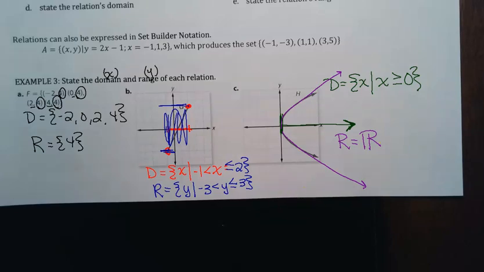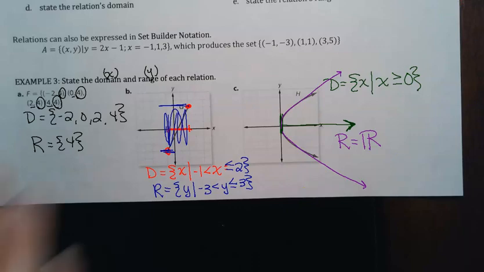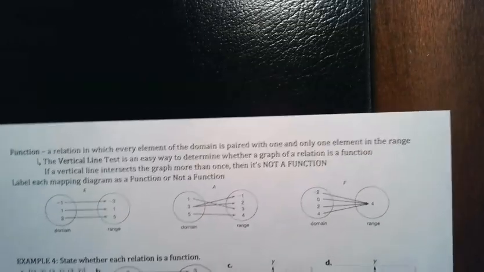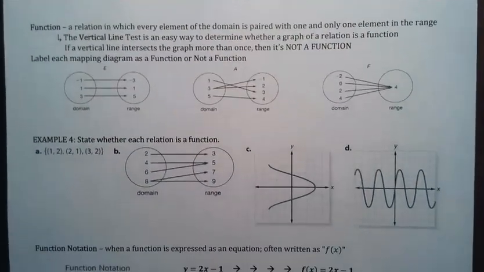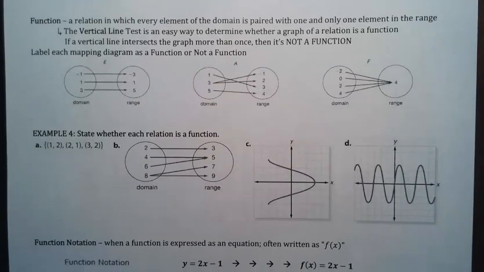All right, let's clear it and flip over. Okay, next we have a function. A function is a relation in which every element of the domain is paired with one and only one element in the range. Okay, so we can do the vertical line test. It is an easy way to determine whether a graph of a relation is a function.